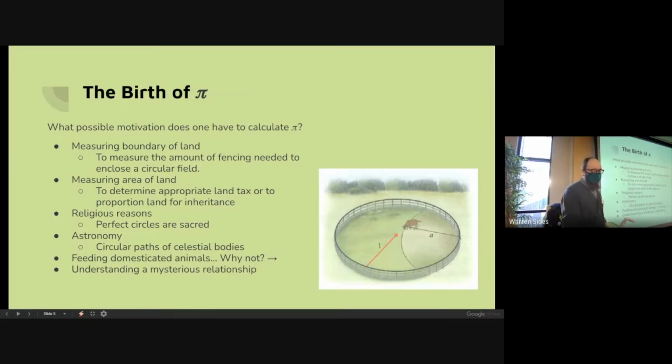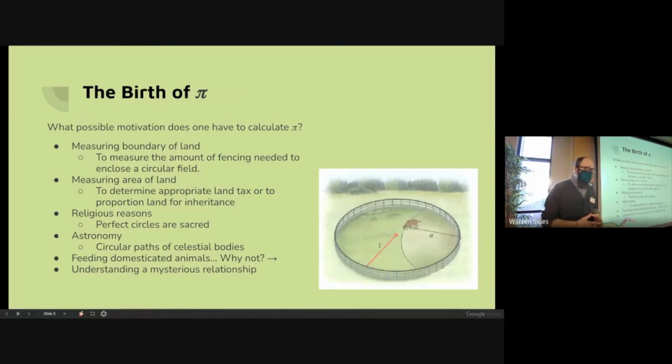And like I said here, land tax. In Egypt, there were taxes, things that got paid, so that was important to pay. Apportionment of land, either for inheritance purposes. Someone passes away and their land has to go to various members of the family. They have to figure out how to divvy that up. They had to know how big the area is in the first place before they can divide it up amongst the people that are going to get it.